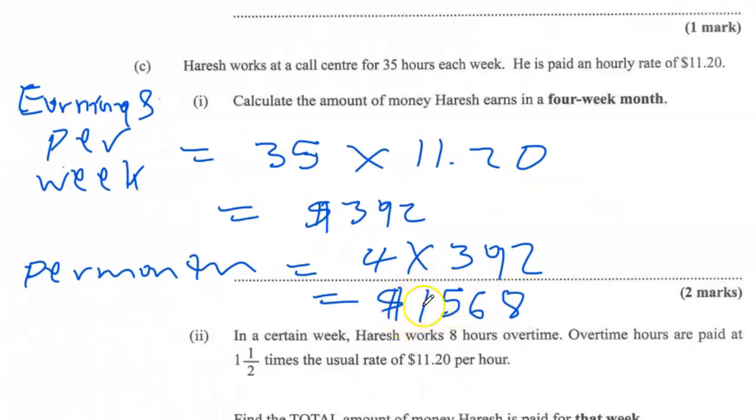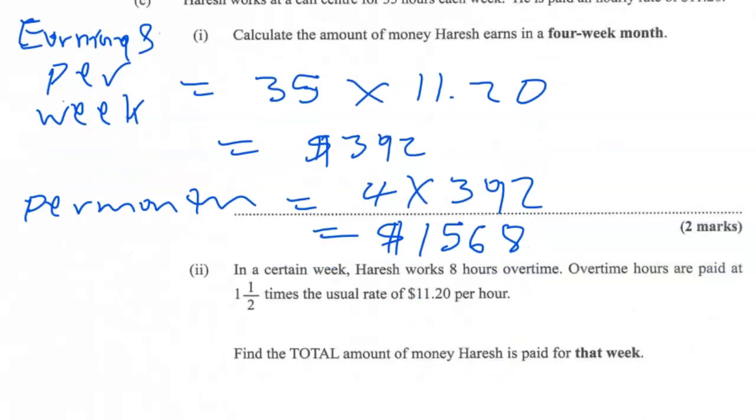Which is equal to $1,568. In a certain week, Harish works 8 hours overtime. Overtime hours are paid at 1.5 times the usual $11.20 per hour rate. Find the total amount of money Harish is paid for that week. So remember, the weekly earnings is 392.